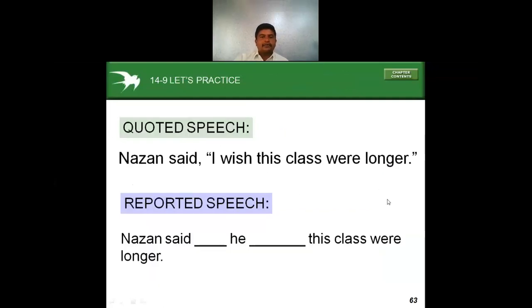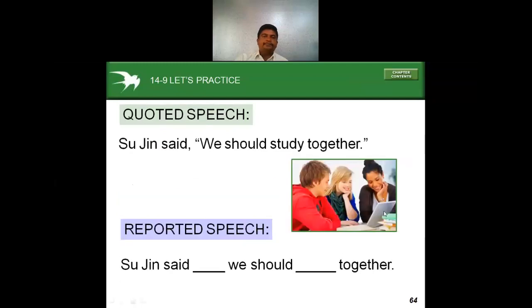We shall start with the exercises. Quoted speech: Nazin said, "I wish this class were longer." What should be filled in here? Nazin said that he wished this class were longer. "I" becomes "he", and "wish" becomes "wished", the past tense form with -ed added.